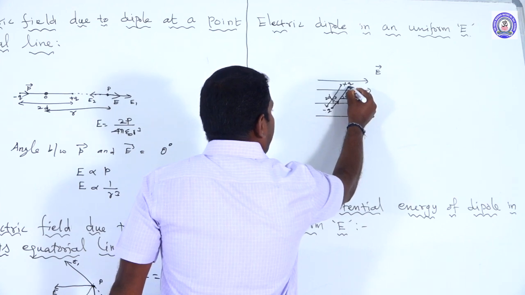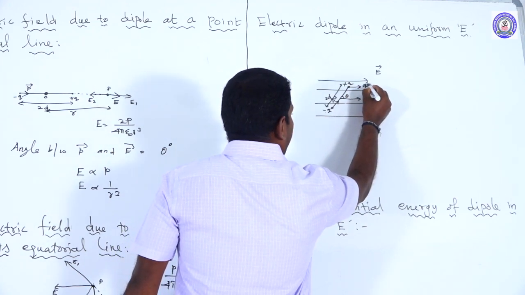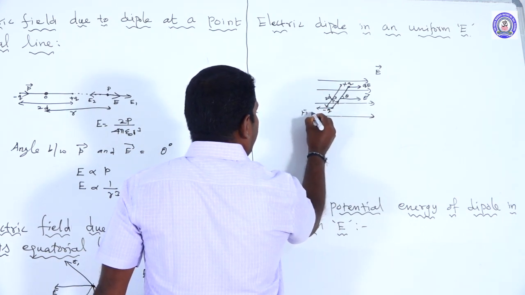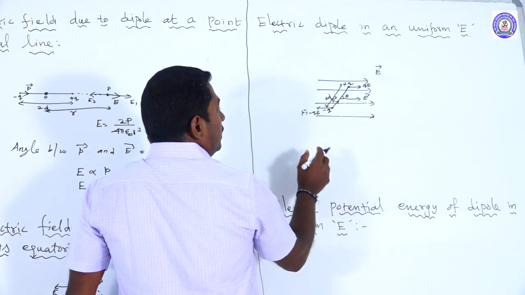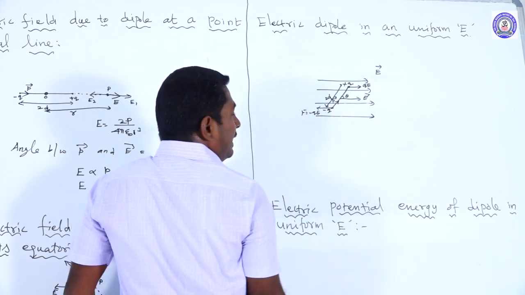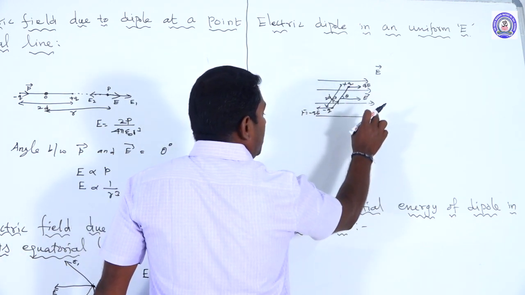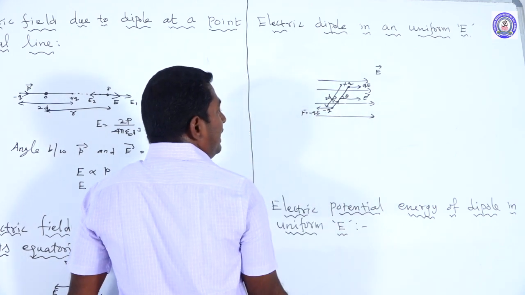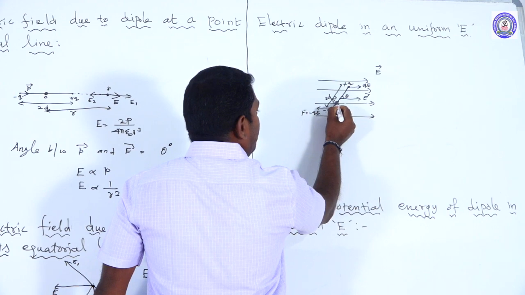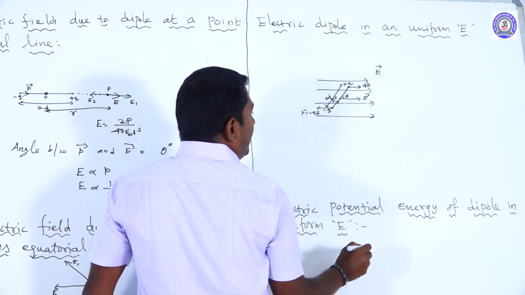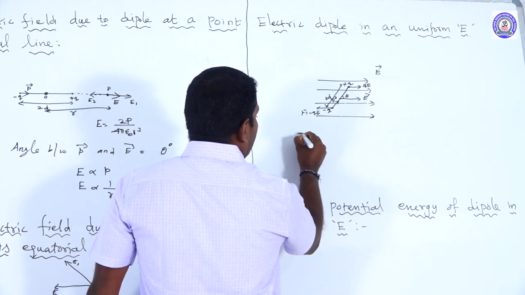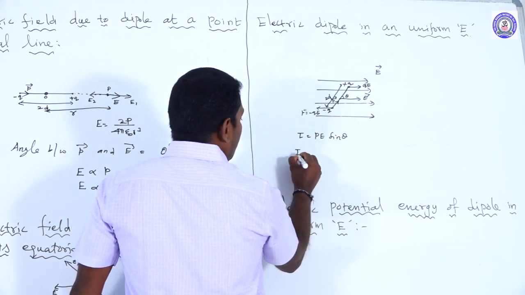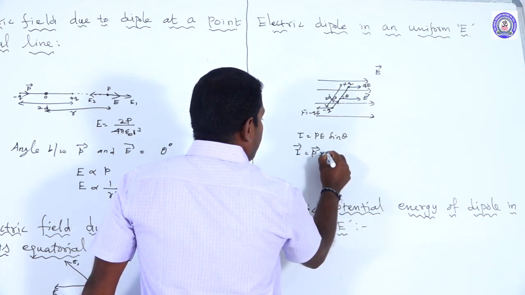So plus Q charge experiences an electric force along the direction of the electric field, QE, and minus Q charge experiences an electric force opposite to the direction of the electric field, F is equal to minus QE. Both forces of equal magnitude act in opposite directions, but the lines of action do not coincide, resulting in torque experienced by the electric dipole in the uniform electric field. The dipole moment P making theta angle with the electric field experiences torque tau equal to P E sin theta. In vector notation, tau vector is equal to P vector cross E vector.